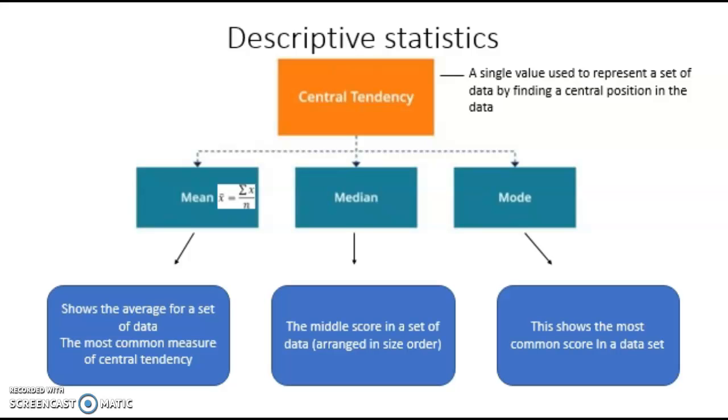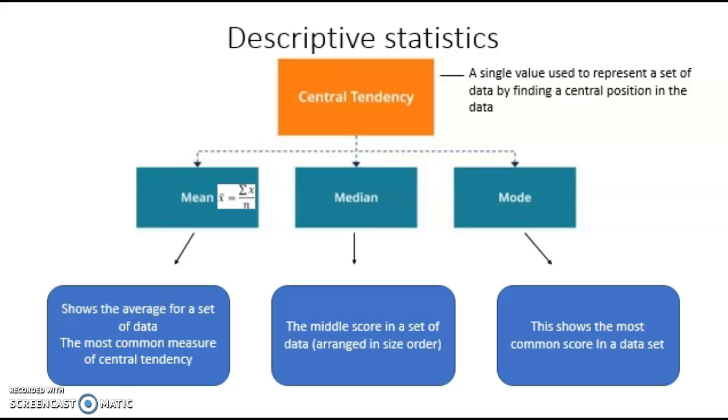To work this out, you must add together all of the numbers in a set of data, then divide this number by n, which is the number of results used. For example, if someone did 3 vertical jump tests and got 40, 45 and 45, you would add these together to get 130 and divide this by 3 to get a mean of 43.33.